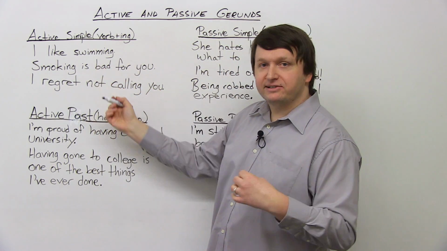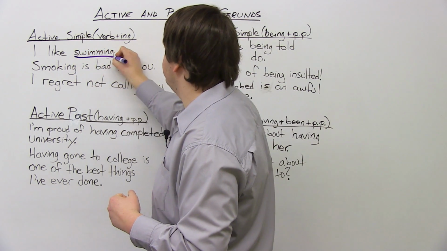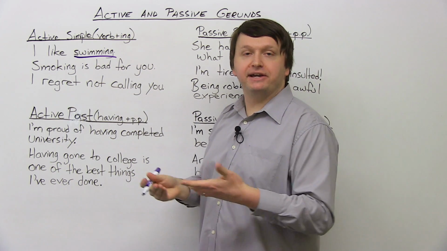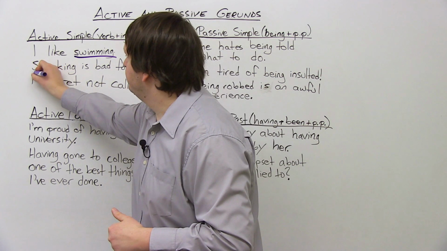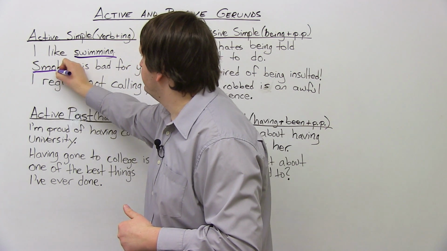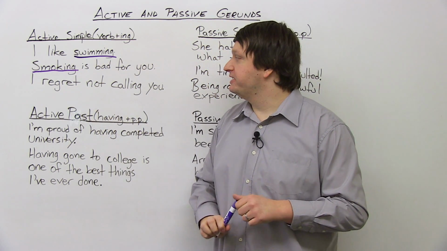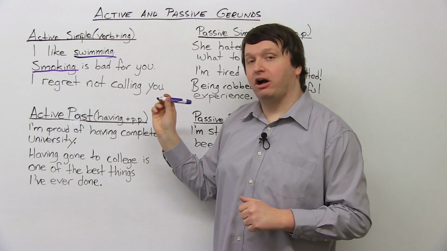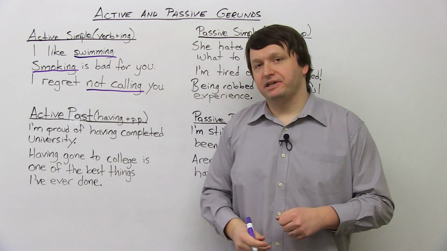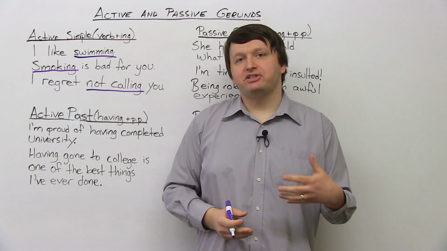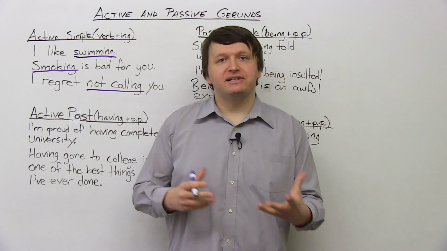So for example, let's look at these sentences. I like swimming. Swimming is the gerund. It's the object of the sentence. Smoking is bad for you. As we know and have discussed, a gerund can be the subject of a sentence, and here, smoking is the subject. I regret not calling you. Not calling is the gerund in this situation. So this is your basic gerund use that most students at the advanced level are familiar with at some level or another.